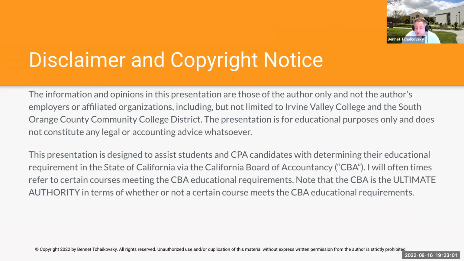I will oftentimes refer to certain courses meeting the CPA educational requirements. Know that the California Board of Accountancy is the ultimate authority in terms of whether or not a certain course meets the CPA educational requirements.